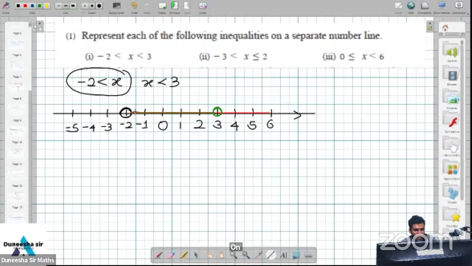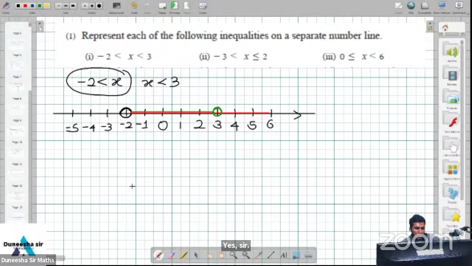So it says greater than -2 and less than 3. Then what is the range? The region that is in both the green and the red is what you have to mark. Okay? Can you understand it? Yes, sir. Okay.